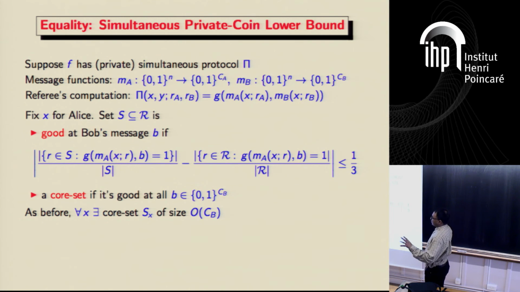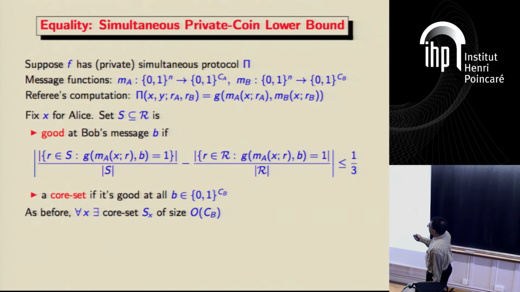Okay, so now let's fix an input for Alice. Fix this input. Now with respect to this fixed input, we'll call a set good at a particular message for Bob if the following happens. This may look complicated, but really all it's saying is, if you had used, say, all of R to draw random strings, then there would be a certain probability that the protocol would go ahead and output 1.